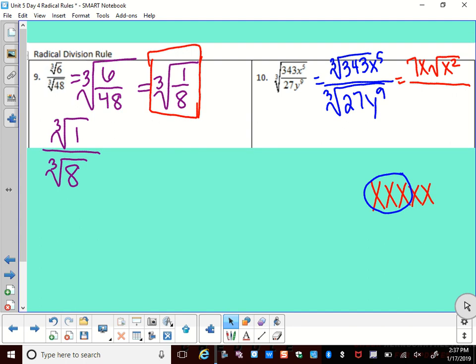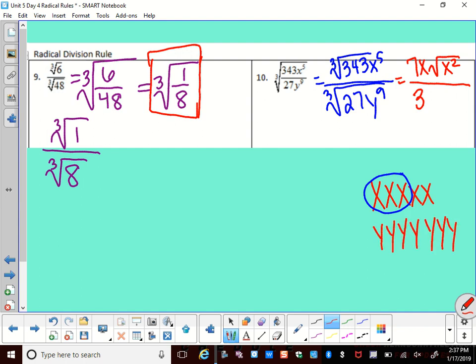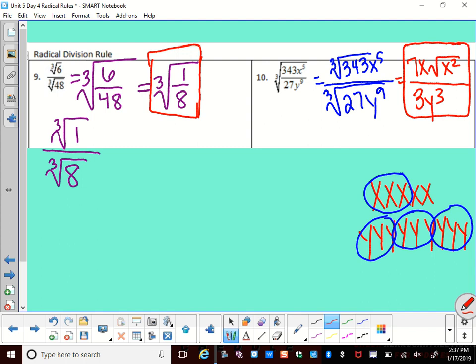Keep track. Guys, I'm losing patience. What's the cube root of 27? 9. The cube root. You should get 3. And then I have 9 y's. So I need groups of 3. That's 1 group, that's 2 groups, that's 3 groups. So all of them come out. That is my answer.